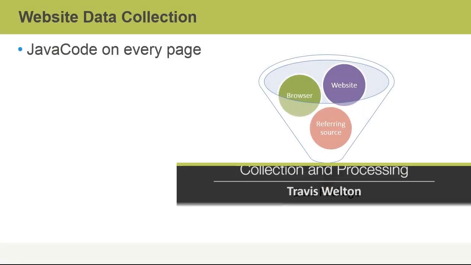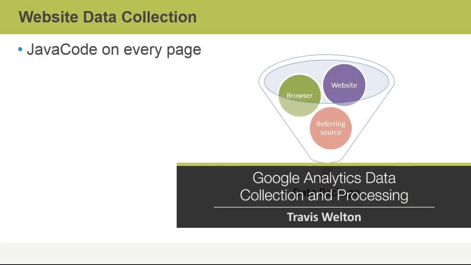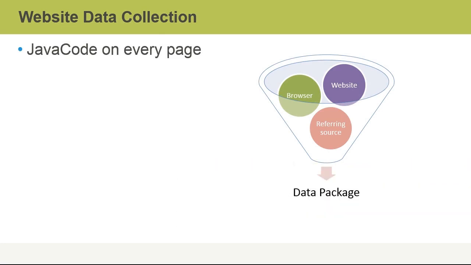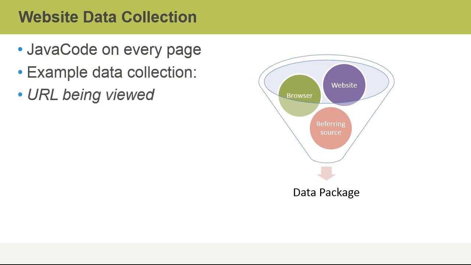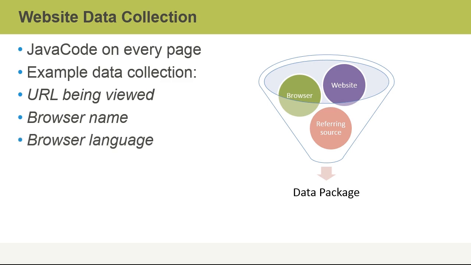In this video, we're going to take a closer look at Google Analytics data collection and processing. Now, there are four main components to the Google Analytics system. There's data collection, configuration, data processing, and finally, reporting. So let's take a closer look at data collection first.